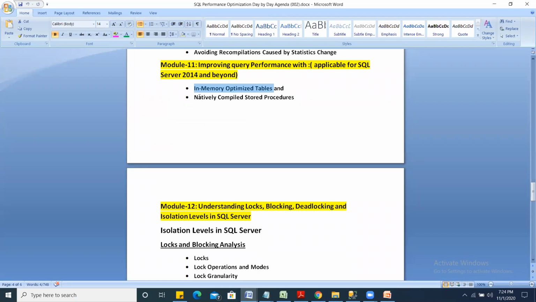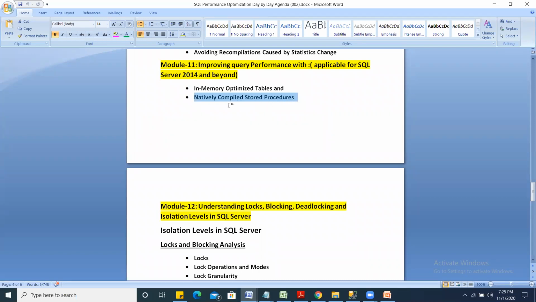And the best performance you can get from in-memory optimized table only when you are executing your DML statements, insert, delete, and update, inside a natively compiled stored procedure. I told you that natively compiled stored procedure is a procedure which is compiled by C++ compiler, Visual C++ compiler. It is not actually compiled by SQL Server compiler. That's why it is known as natively compiled stored procedure.